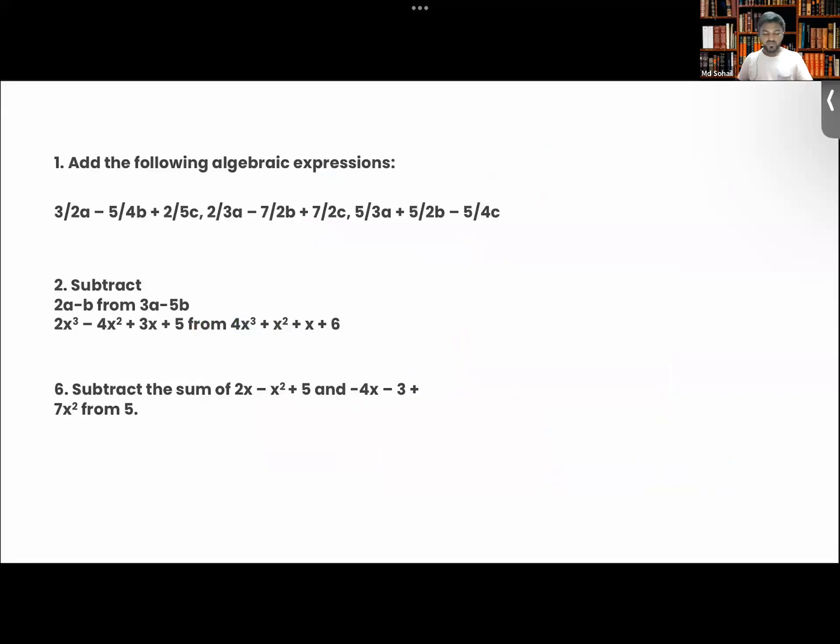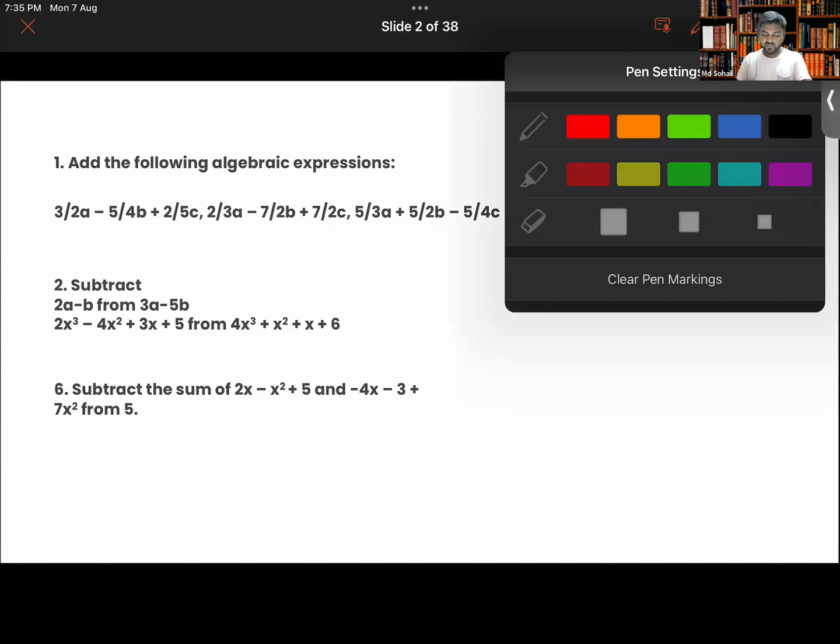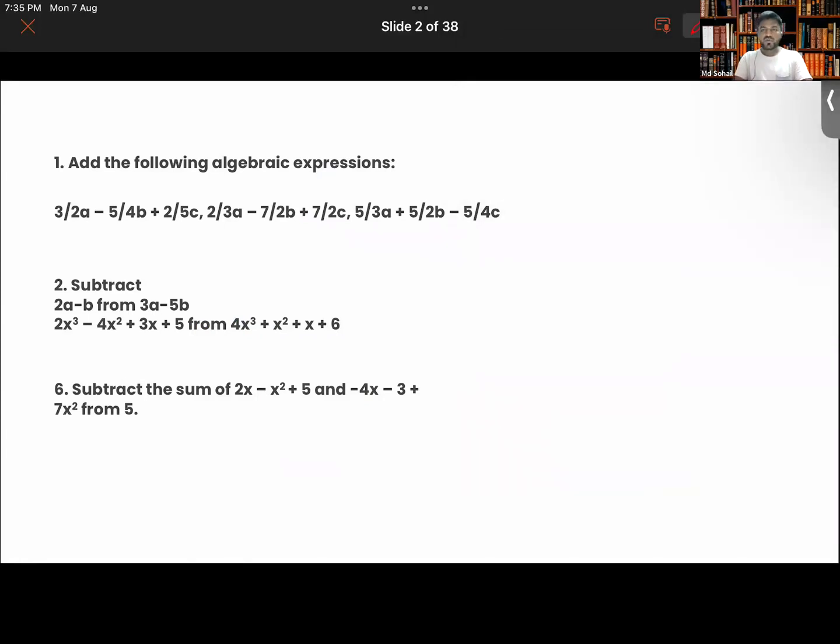Here are some of the questions. These are easy questions. Let's solve them and then we will move ahead. All right, so you are basically required to solve these questions.